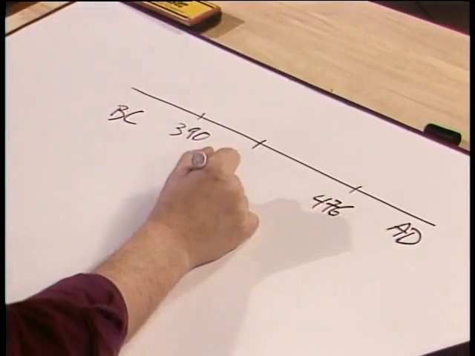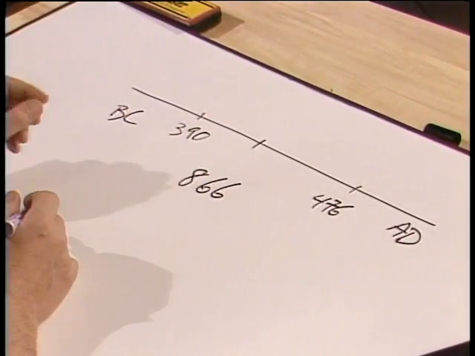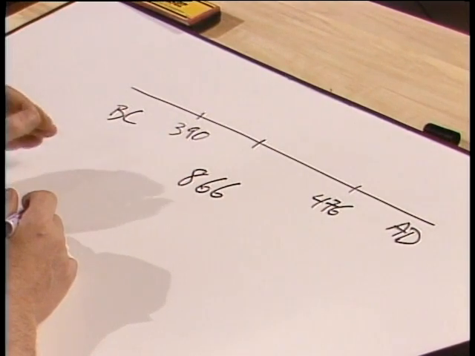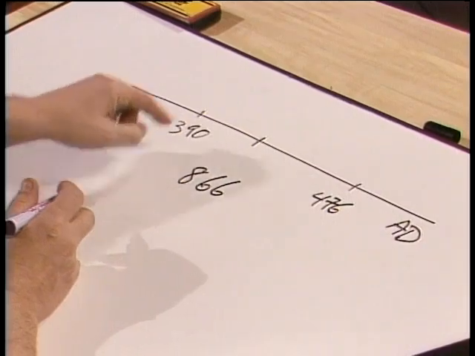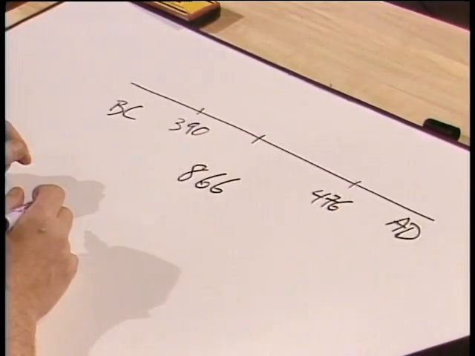Well, first of all, it doesn't matter whether the years are BC or AD. Years are years, after all. So we can just add the BC years to the AD years to get our answer, which is 866. 866 is the total number of years that the empire lasted. It's also the distance from this point to this point on the timeline that I've drawn.